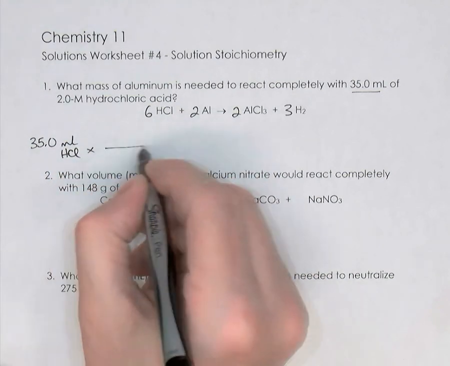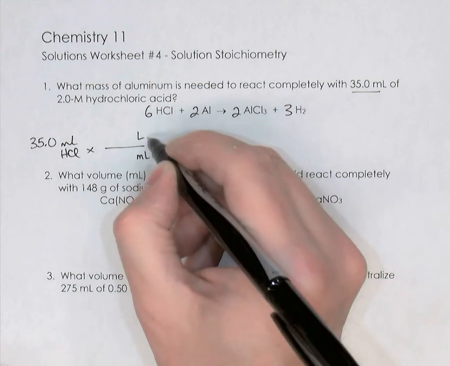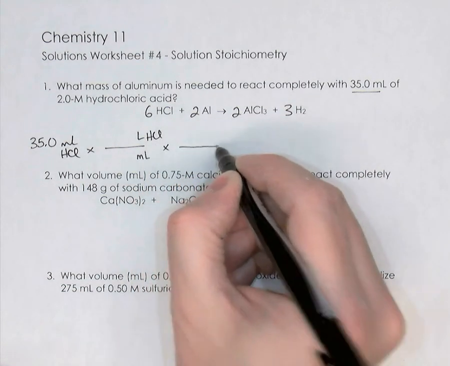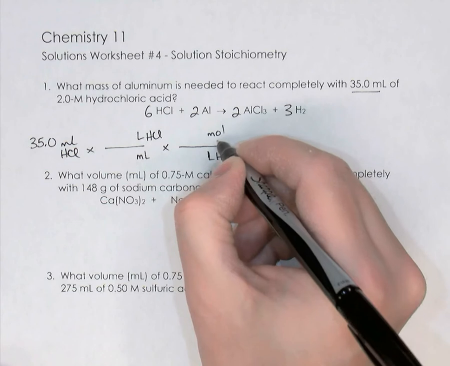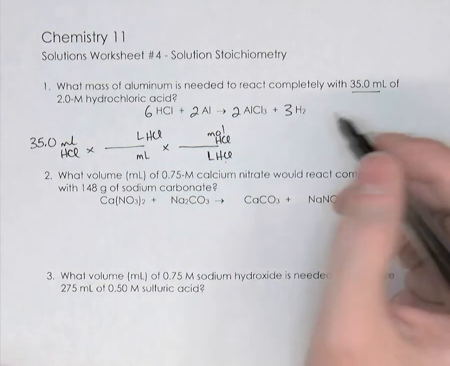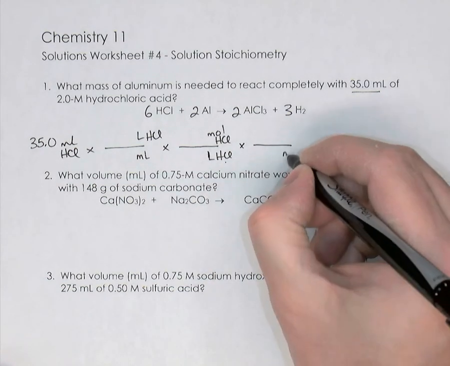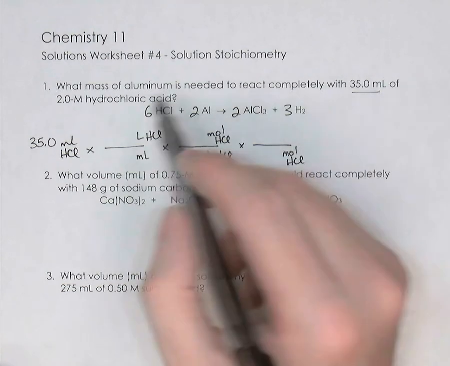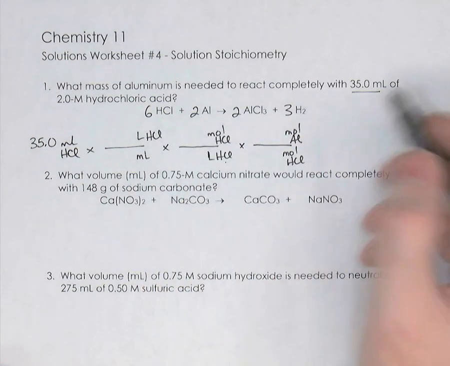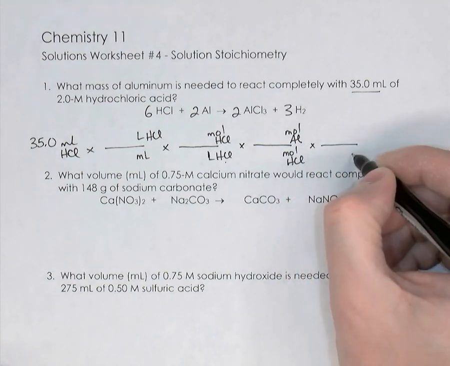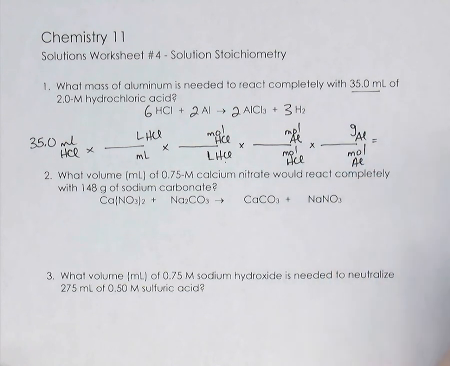Now, since molarity, the concentration, is moles per liter, let's take the volume and switch it to liters of HCl. Now we can use the concentration to switch the liters of hydrochloric acid into moles of hydrochloric acid. Moles per liter is concentration. And then here comes the stoichiometry, the reason we needed the balanced equation. We can convert the moles of the HCl into, we're trying to find mass of aluminum, so let's switch to moles of aluminum. And that's going to be using the coefficients. And finally, we were asked for grams, so we'll convert the moles of aluminum back to grams of aluminum, and we'll have the answer to the problem.